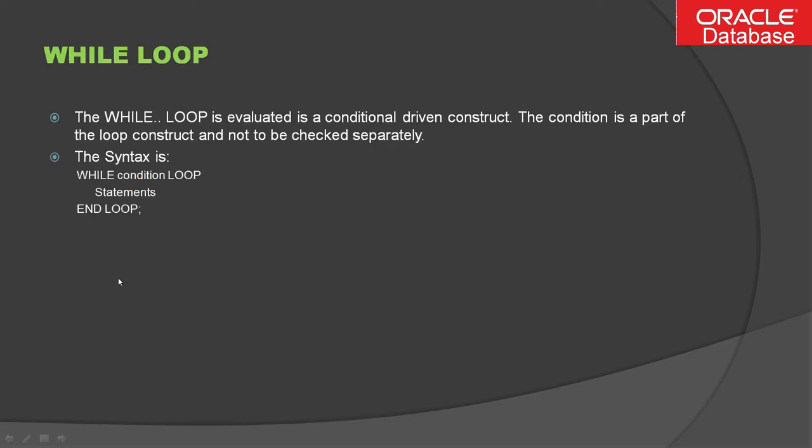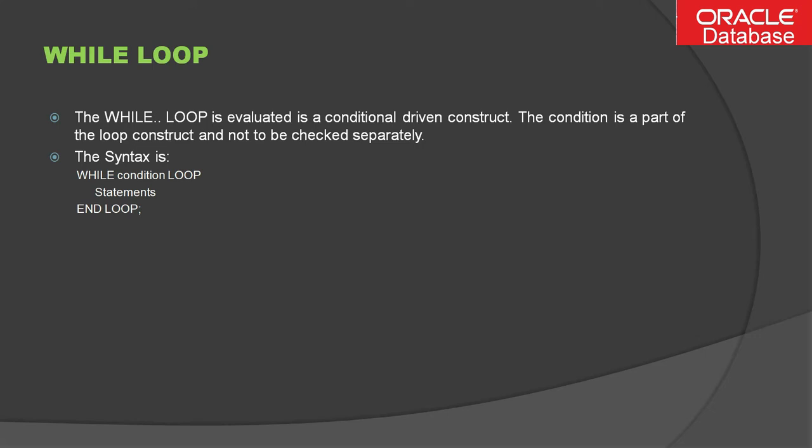You can use any of the syntaxes for this loop. Now let's talk about the while loop. The while loop is a conditional iteration construct. The condition is a part of the loop construct and need not be checked separately. Like in a simple loop, we have to check the exit condition separately, right? But here the condition is a part of the loop itself.